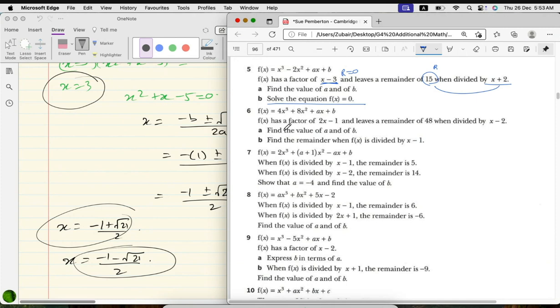When this is divided, f of x has a factor of this and leaves a remainder of 48 when divided by this. Find values of a and b, then find the remainder when this is divided by x minus 1. I think we'll leave it at that for now, because we know how to do the first part. Then for the second part, we substitute a and b and just use x equals 1. So basically we find the values of a and b like we did before, and then we divide by x minus 1 with those values, right? Okay.